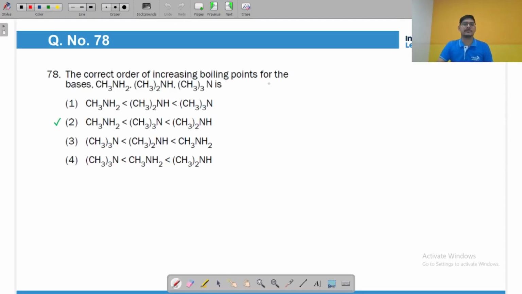The correct order of increasing boiling points is this one. Secondary, it has a decent amount of hydrogen bonding as well as molecular mass. And then tertiary, because of the molecular mass, and primary, the least.